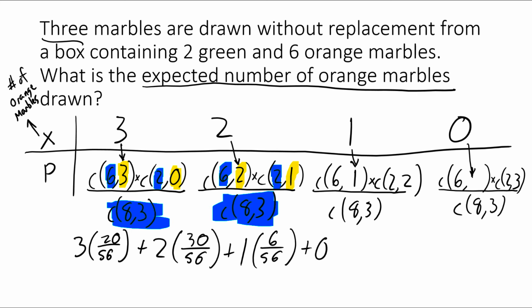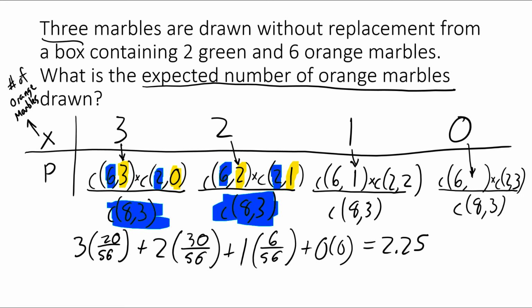Plus, and then 0 times 0. So that one's, of course, just 0. And so what we end up with is 2.25 orange marbles. So if we drew 3 marbles from 8 marbles, where 2 were green and 6 were orange, we would expect 2.25 of them to be orange.